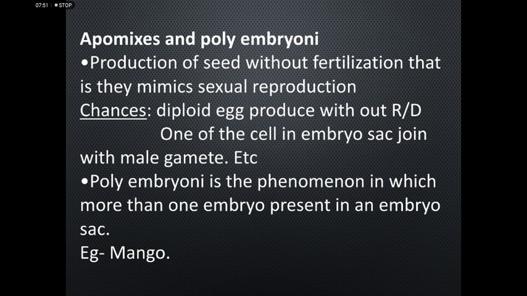While during germination, either one of these embryos gets dominance and produces a new plant. The other will be diminished or eliminated. In most of the cases, both are eliminated. In a few cases, one gets dominance and the other gets eliminated. Examples are mango and citrus. Mango seeds and citrus seeds generally show polyembryony.